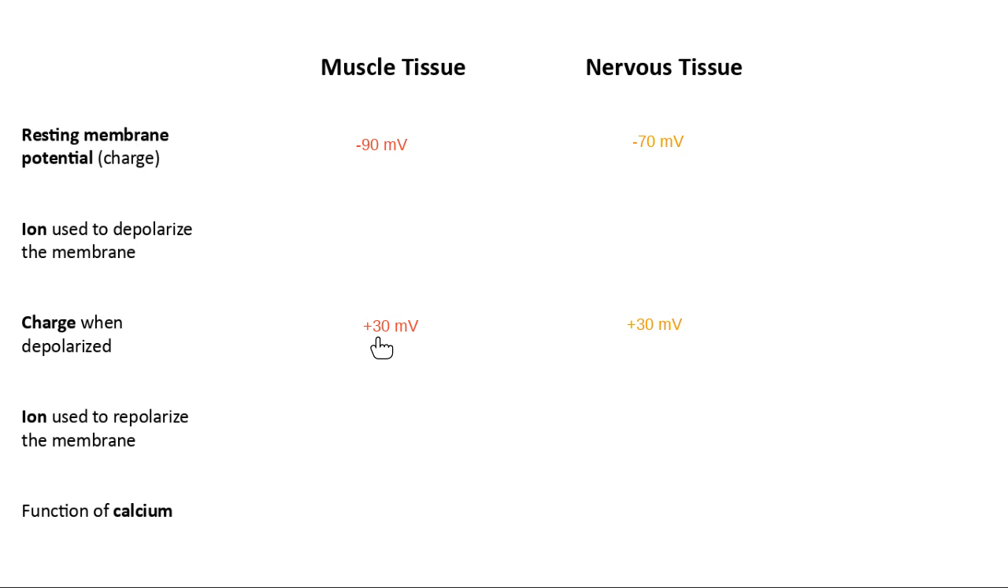Hey, something else that's the same is the ion that I use to get to positive 30. Which ion do I use in muscle tissue and nervous tissue to get my membrane charge to positive 30? Yeah, so for both of my types of tissue, I'm using Na plus, or sodium, to get me to positive 30. Na plus, sodium.